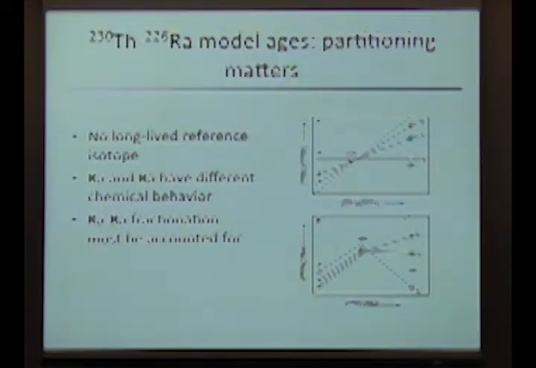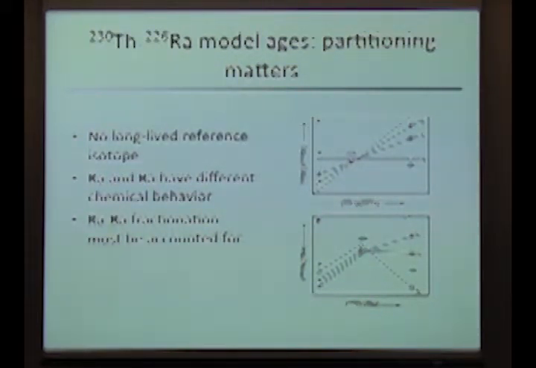So what that means is that rather than the system behaving in a relatively straightforward and predictable way like this, where you have a straight line array at intermediate times, you're going to start off with differences in the partitioning behavior of radium and barium, as well as thorium and barium, that result in different initial radium to barium ratios in your phases at time 0, and that will be basically propagated through, so you'll end up with these kinked or nonlinear arrays on an isochron diagram.